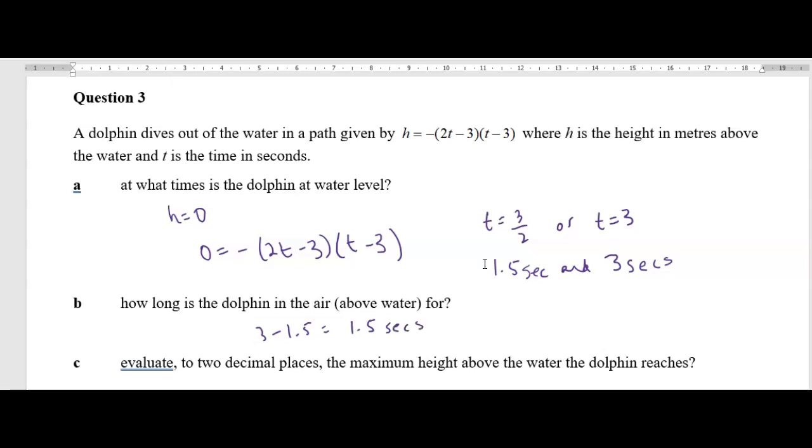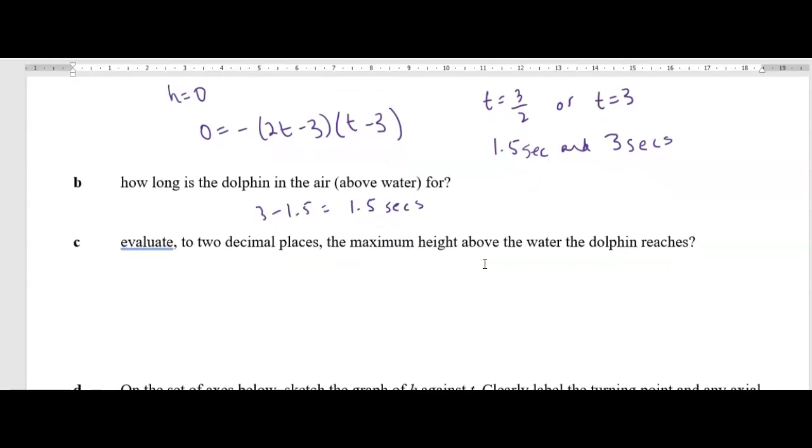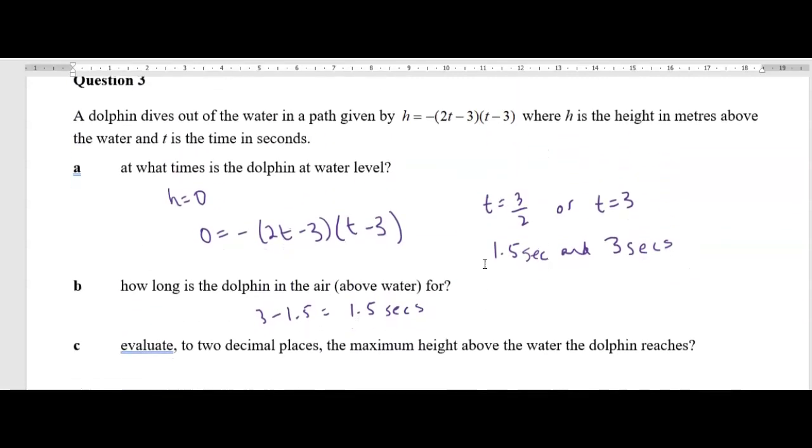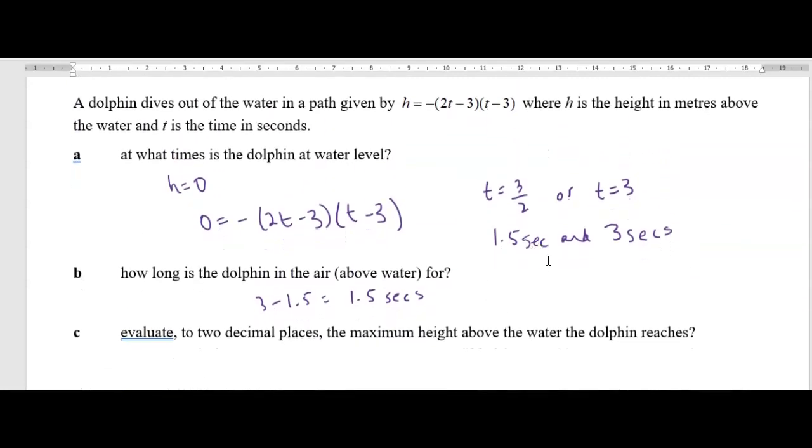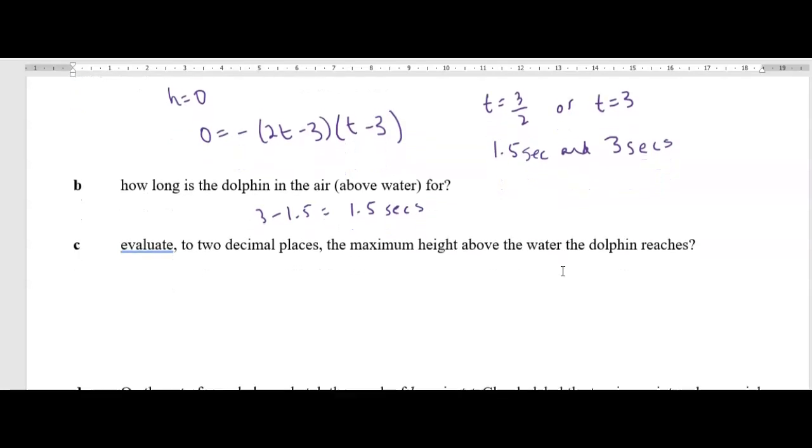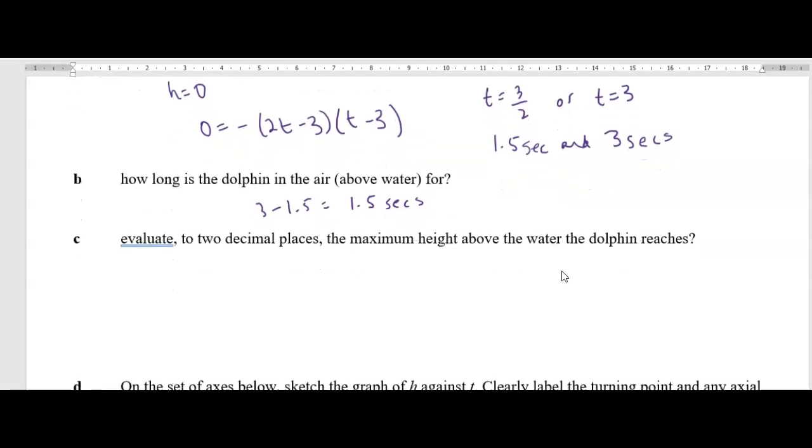Evaluate to 2 decimal places the maximum height above the water the dolphin reaches. So the 1.5 and the 3 are your t-intercepts. So you can add them together, divide it by 2 to get your x-coordinate. So 4.5 divided by 2 gives you 2.25, and then you can substitute that back into your equation. But remember, we can just use our calculator.